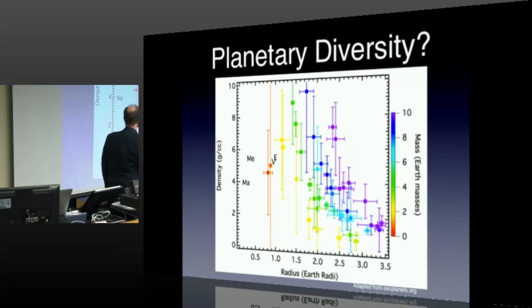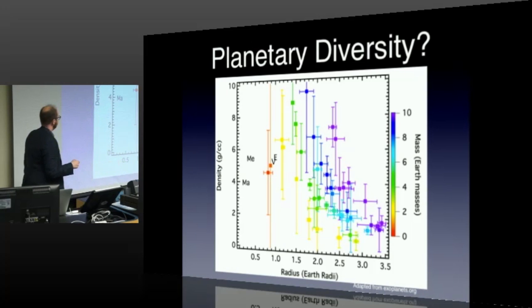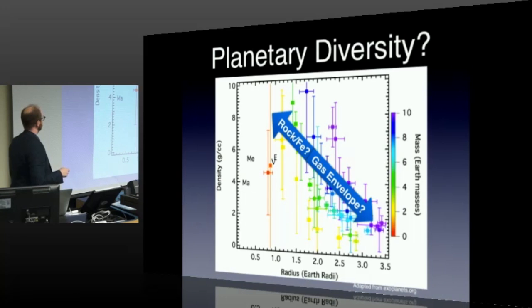So this is radius on the x-axis and density, and I've color-coded the mass, and you can see we've got some variation. We've got some low density, high radius, and high density, low radius, and that may tell us something about the fraction of rock to core, maybe something about gas envelopes. It's very coarse in this model. Terrestrial planets are right here: Earth, Venus, Mercury, and Mars.